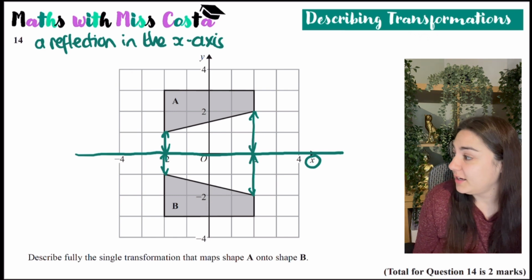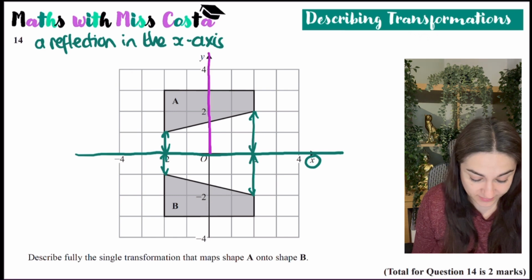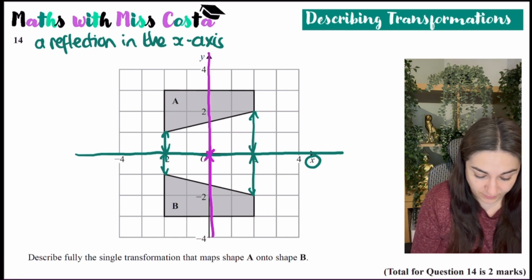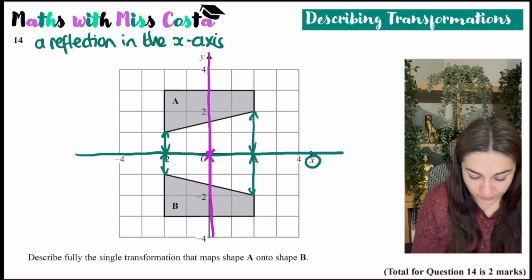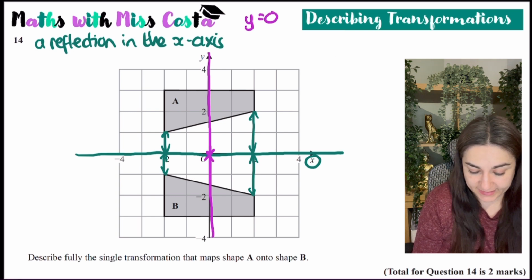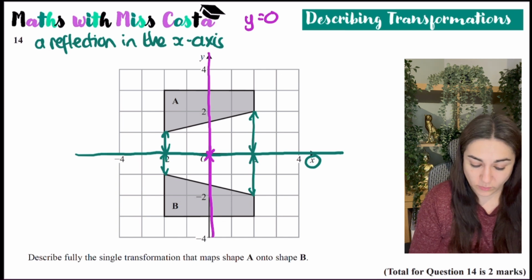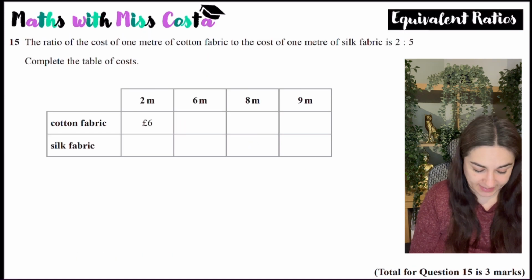If you want to, you could say that it's technically, if I look at my y coordinates, this is when y equals 0. So the x-axis is when y equals 0. So you could say it's a reflection in the line y equals 0, or you'd say a reflection in the x-axis.